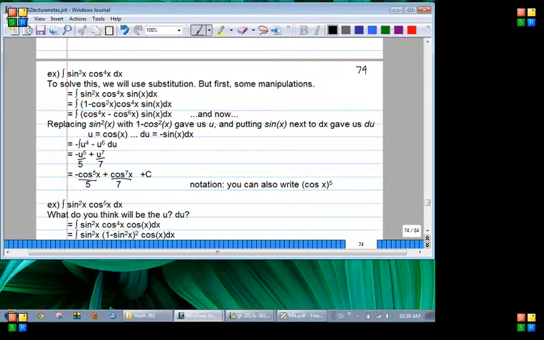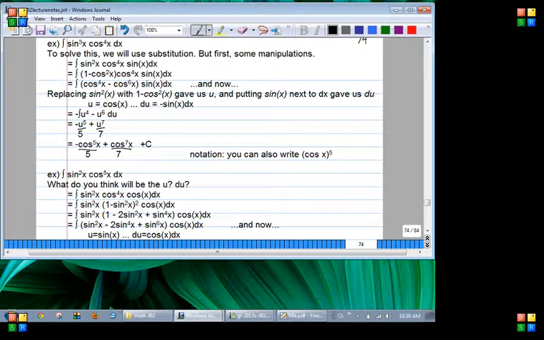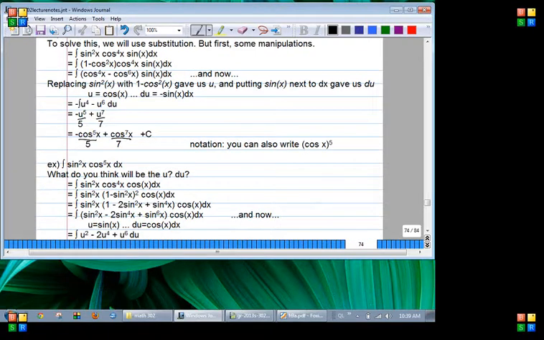And now, what's going to be your u? What's going to be your du? U is sine. U is going to wind up being sine x, and your du will be cos x dx once you multiply everything out. Boom. Okay. So now once you do the sub, it's very easy.